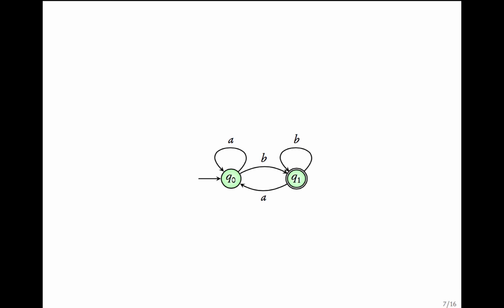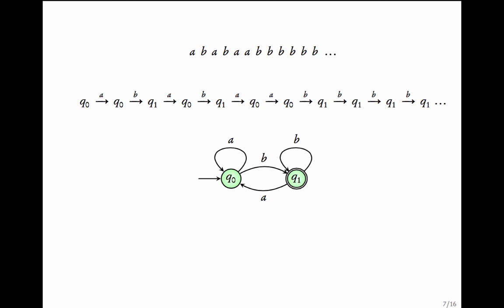Let us see. Take this automaton and take this word AB, AB, AA, and after a while it sees only B's. So this is an infinite word. Let's look at a run of this automaton on this word.